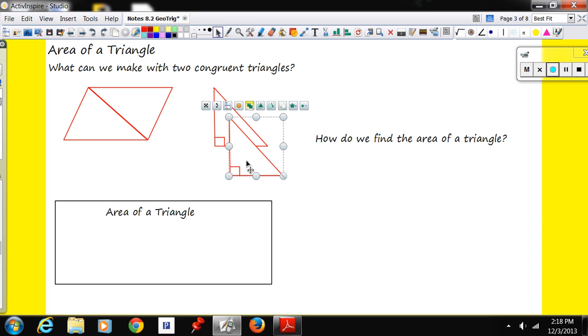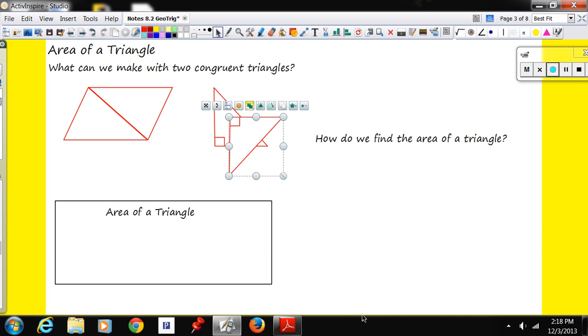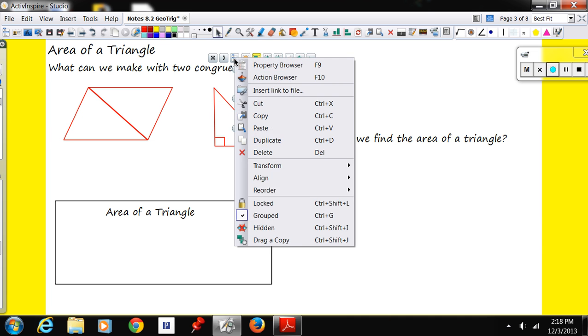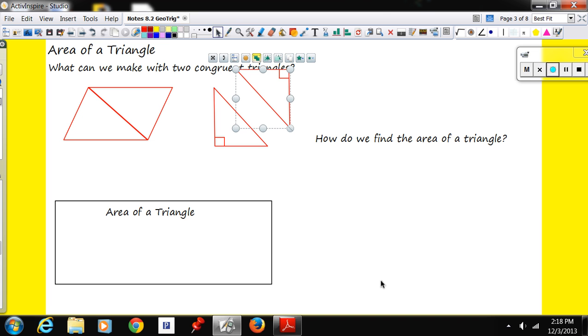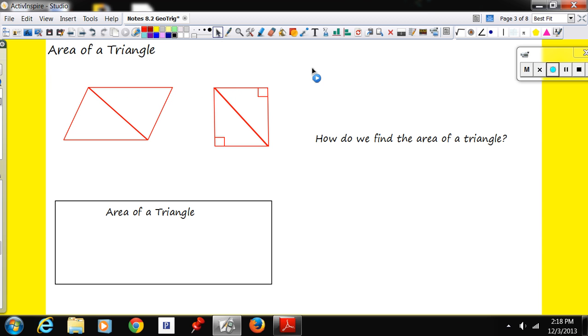What about if it's a right triangle? Let's do the same thing. I'm going to flip it around in the x-axis. Then I'm going to flip it around in the y-axis. I'm going to bring it down, and what do I make? Not a square, a rectangle. It's got right angles. Is it the same thing? Okay, so what can we make with two congruent triangles? A parallelogram or a rectangle.